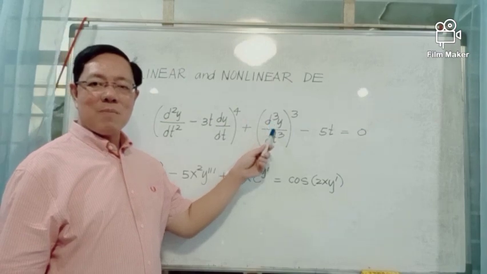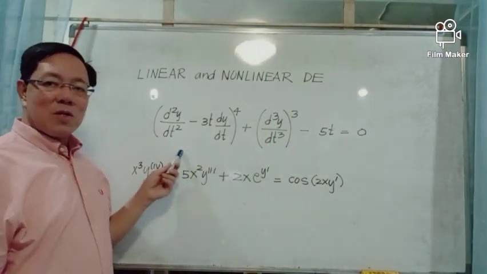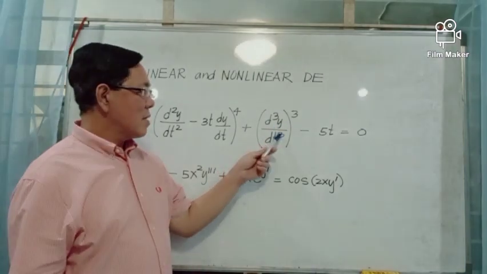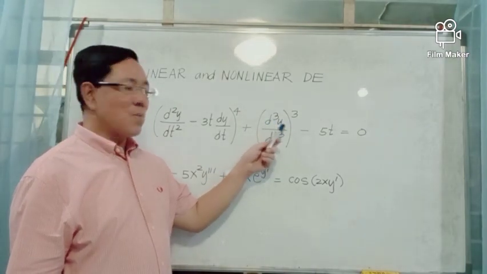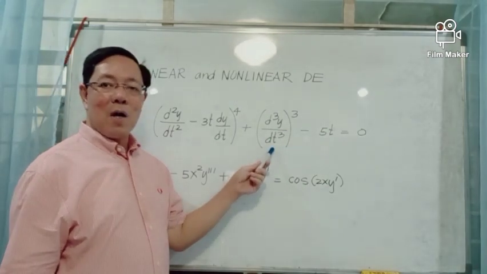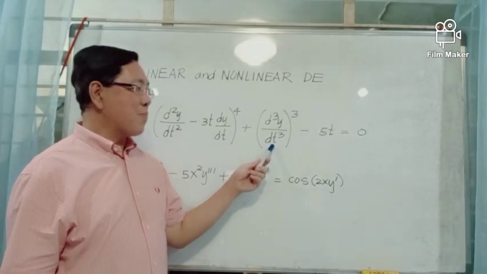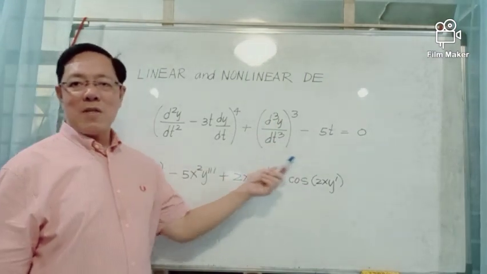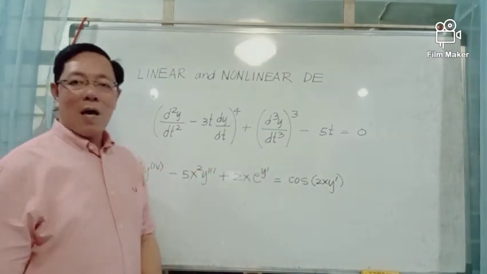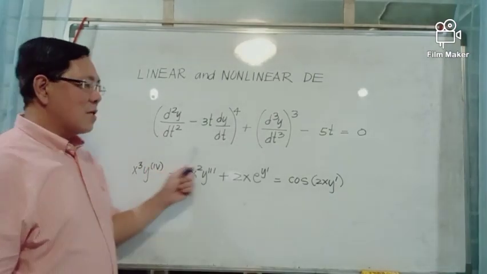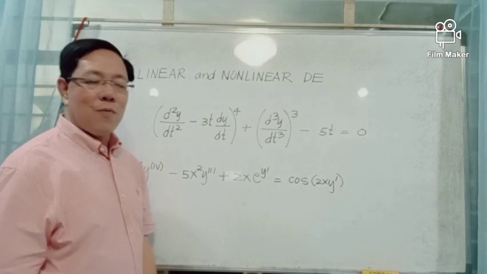The highest derivative that appears in this differential equation is the third derivative of y, given by d cube y over dt cube. Thus, the order of the highest derivative that appears in this differential equation is 3. Therefore, this differential equation is a third order differential equation, or a differential equation of order 3.